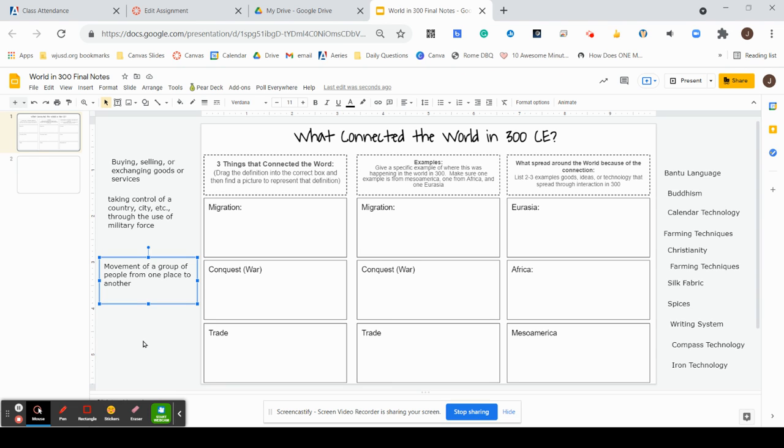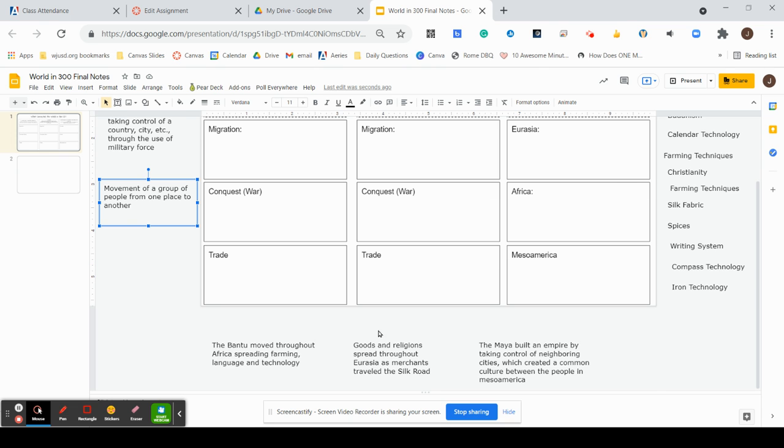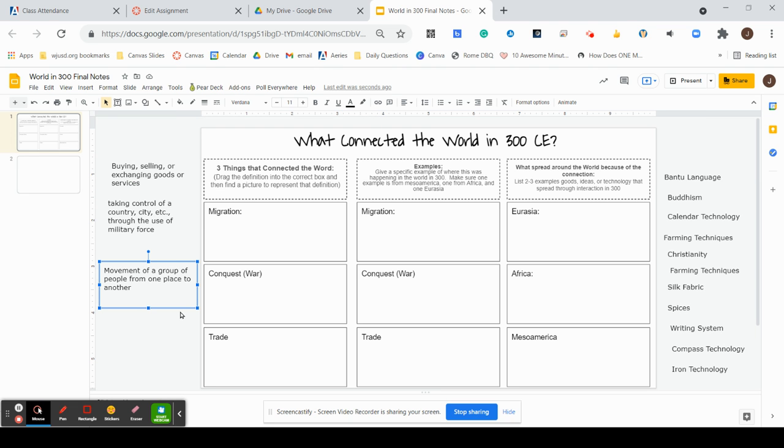Okay, guys, so today I'm going to show you how to complete the What Connected the World in 300 CE final notes. When you open it up, you're going to see a Google Slides presentation with stuff along the side and the bottom. It's going to be your task to drag those things onto your slide as they fit. So, kind of going through this first one.